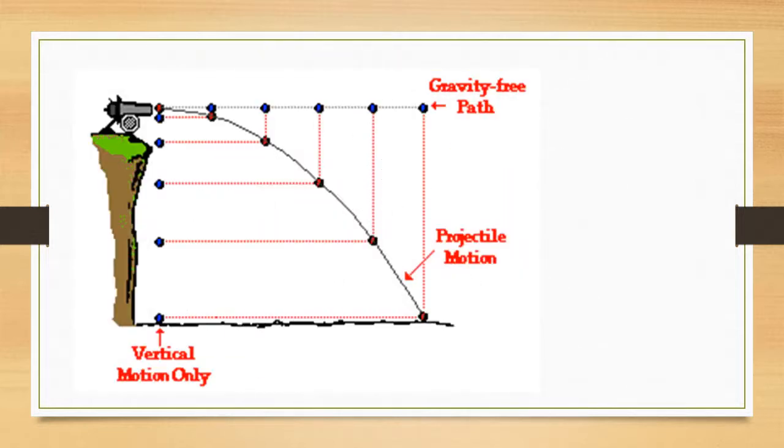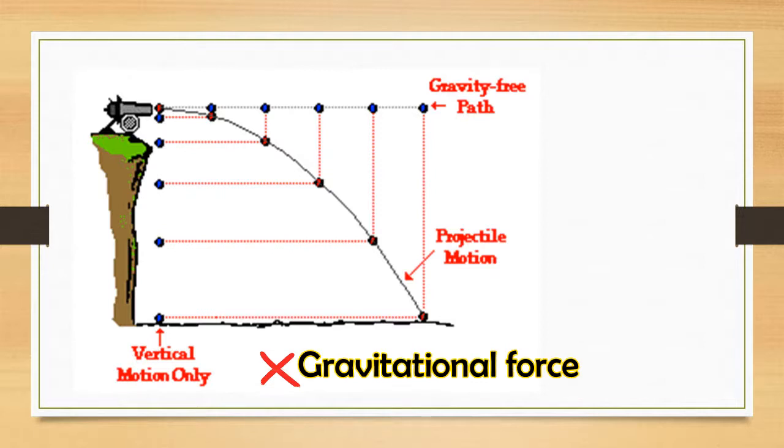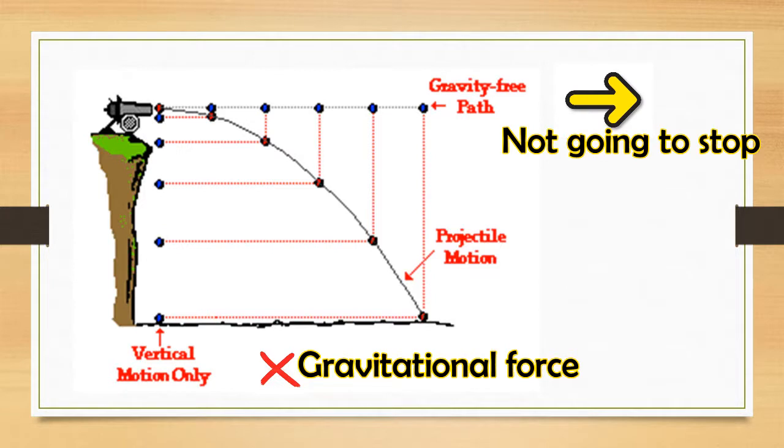In short, if there is no gravity, the projectile motion will never exist, and the ball that we launch will fly in a straight line into oblivion.